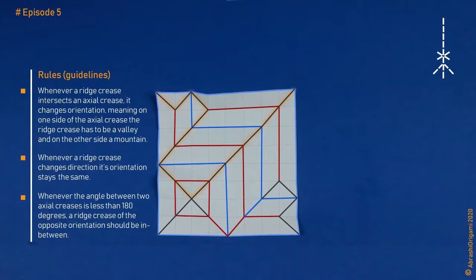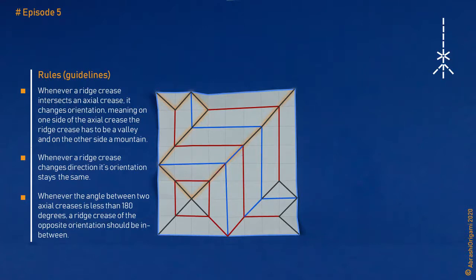Take a good look at this ridge crease, here marked in orange. This ridge crease goes over the entire crease pattern. Now, let's set its orientation, one segment at a time. All we need to do is to define the orientation of one initial segment. For example, this one in the middle. It obviously has to be a valley since it is in between two adjacent mountains. I hope this is clear.